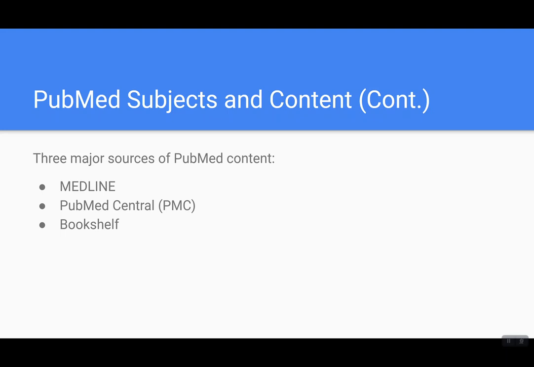The second largest source of PubMed citations comes from PubMed Central, PMC, a free full-text archive of biomedical and life sciences journal literature at the U.S. National Institutes of Health's National Library of Medicine. And PubMed also draws from Bookshelf, a full-text archive of books, reports, databases, and other documents related to biomedical, health, and life sciences.